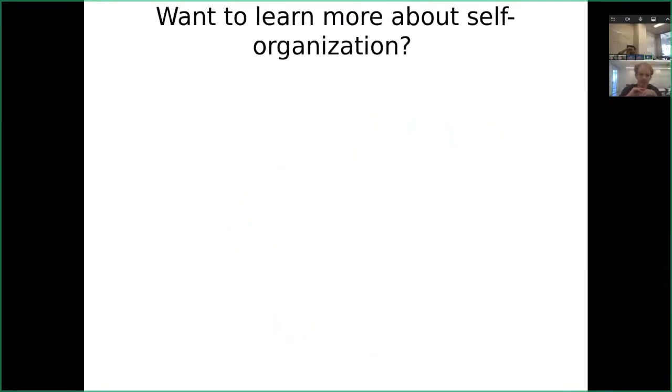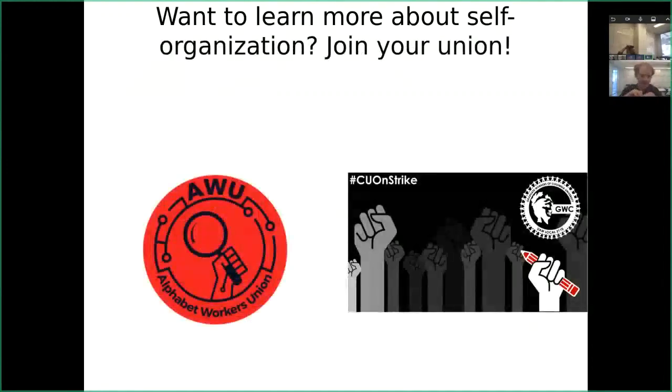And so finally, if you want to learn more about self-organization, right now the graduate workers at Columbia are on strike, and I just want to declare my solidarity. And given that I'm at an AI institute giving a talk, maybe I should say also solidarity with the tech workers who are unionizing right now. I think doing independent arbitration is a reasonable demand.